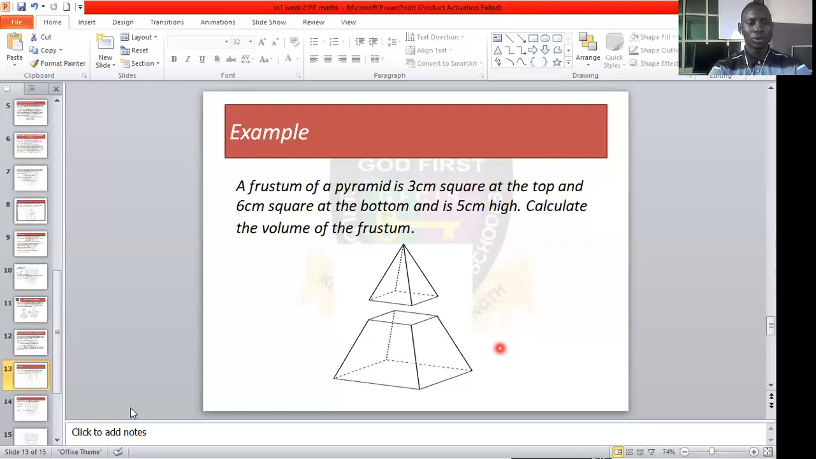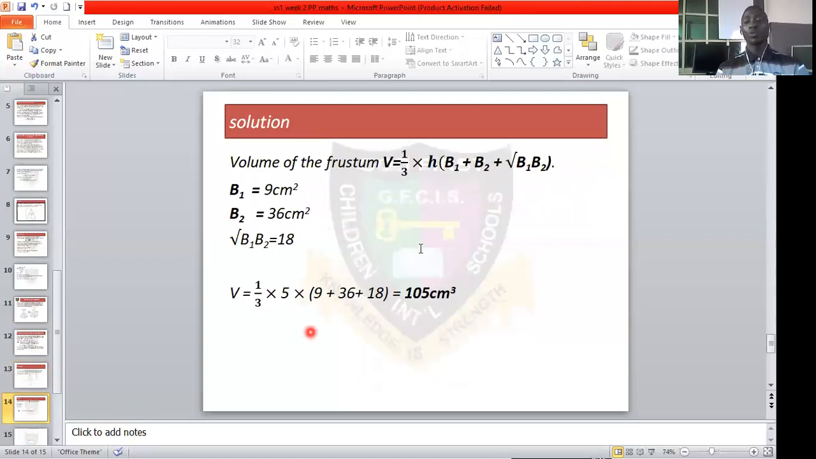So this is the solution. We will be using the second formula. The volume of the frustum is V equals 1/3 times H, open bracket, B1 plus B2 plus square root of B1 B2. B1 is the base area of the top, while B2 is the base area of the bottom, and H here is the height of the frustum. The height is given as 5 centimeters.